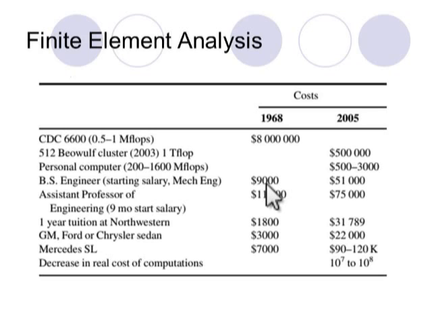Engineering salary in the United States per year was $9,000 at that time, and the professor at the time was earning $11,000. Okay, the tuition of a university is approximately $2,000, and it goes like this. So a car costs about $3,000, a Mercedes costs about $7,000, and so on.